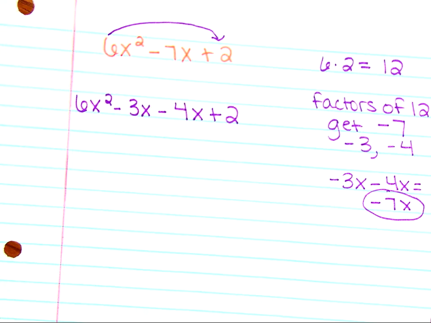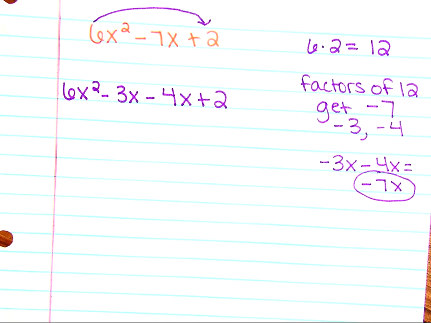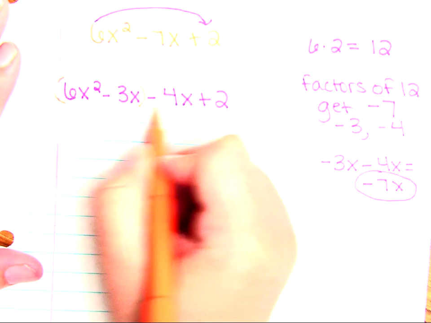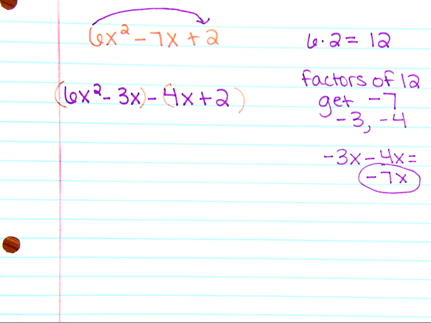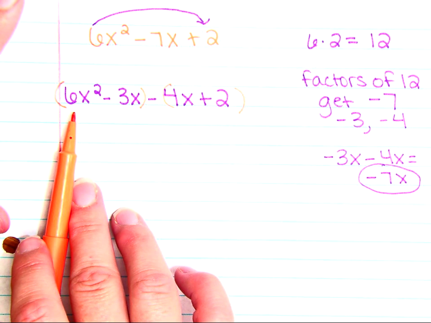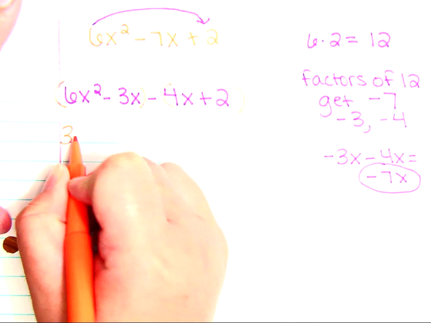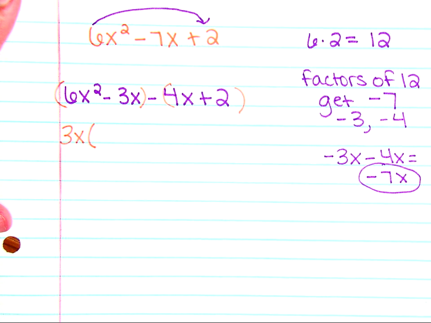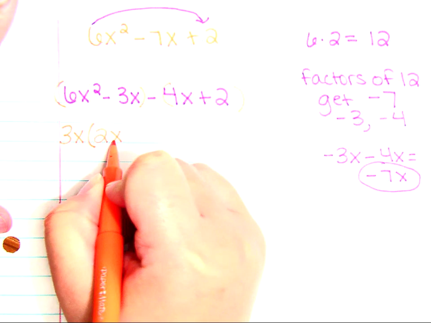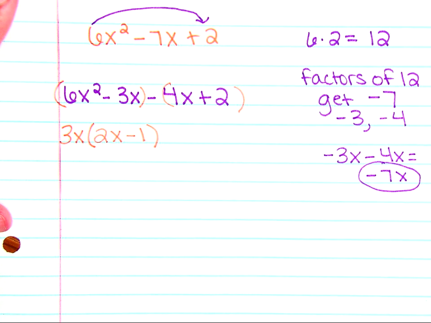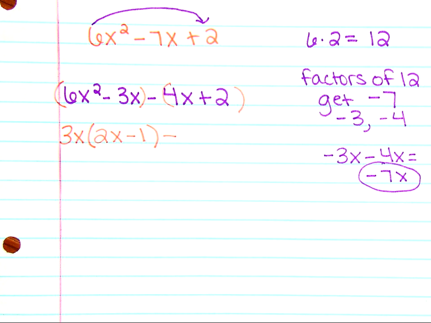Now I'm ready for grouping. Notice I haven't changed anything. I'm going to group my first 2 terms and my last 2 terms. And here, once you've grouped, you're just looking for the greatest common factor. So the greatest common factor between 6x squared and 3x would be 3x. Then what do I have left in the parentheses? 2x minus 1. Minus 4x and 2 have 2 in common.